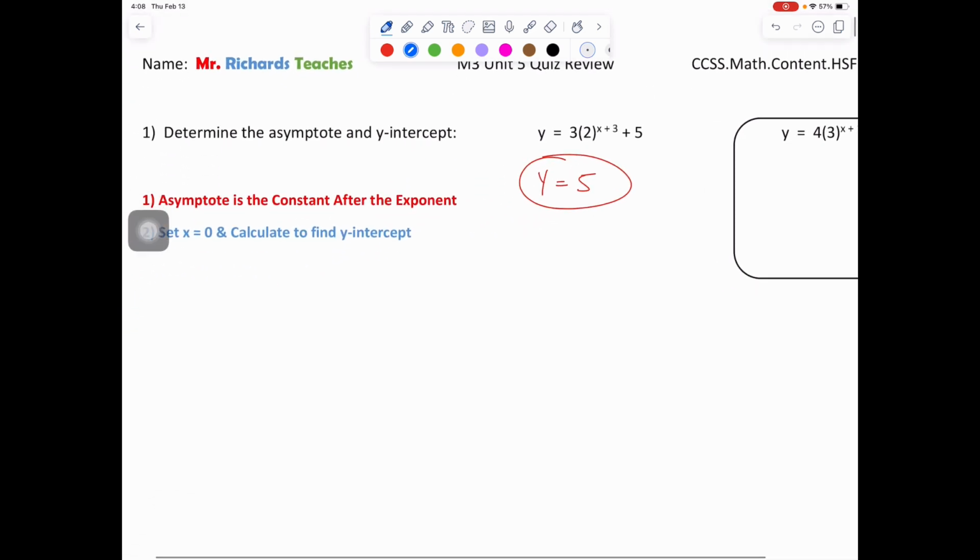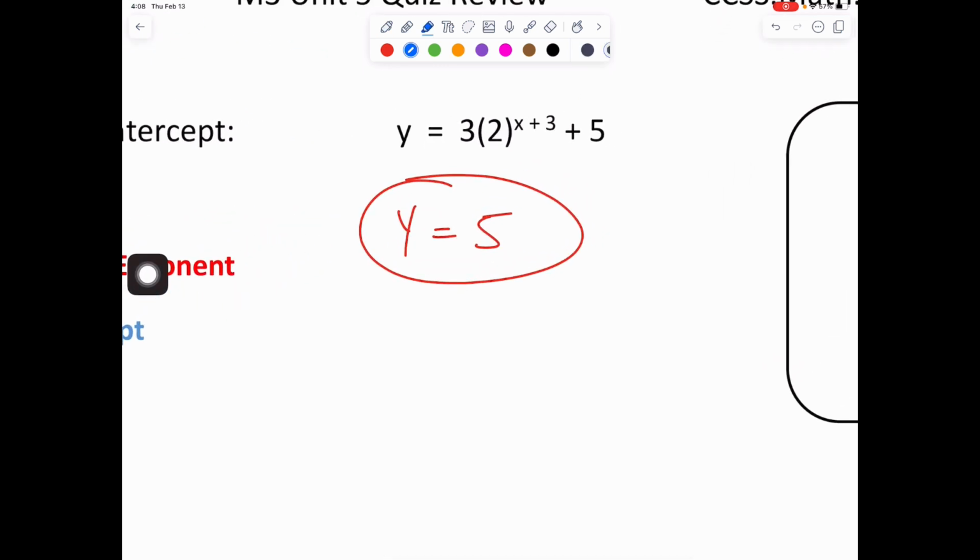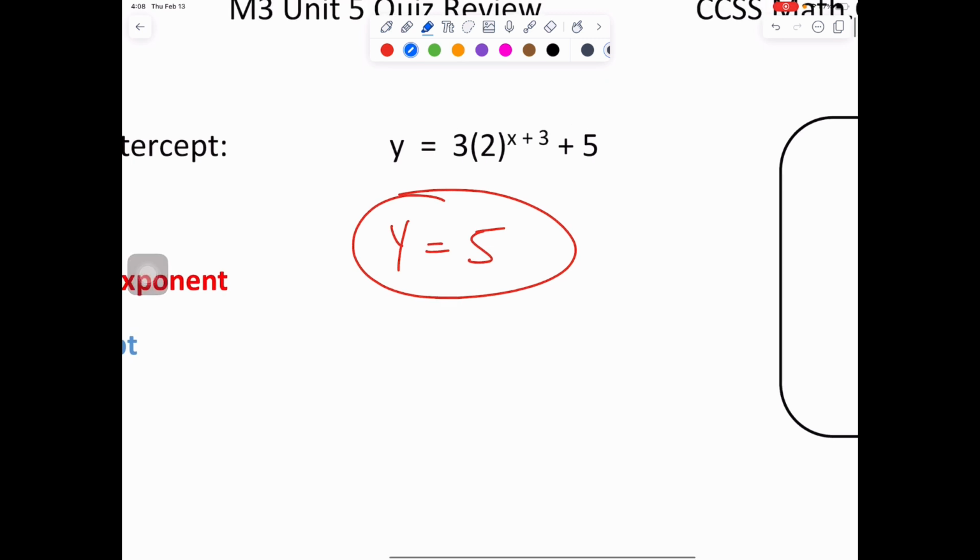And step 2 is just simply asking us to set x equal to 0 and calculate to find the y-intercept. So let's zoom in tight here. I am going to highlight our little x there. That's going to be set equal to 0. I will write the entirety of it in blue. 3, open, 2, close, 0 plus 3 as our exponent plus 5.